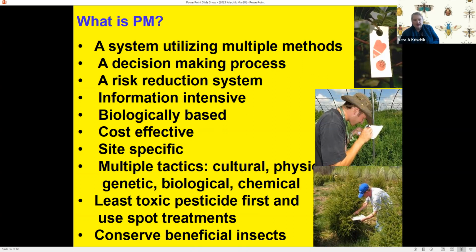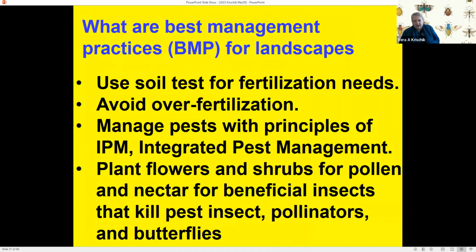Use multiple tactics: cultural, physical, genetic, biological, and chemical, with the least toxic pesticide first, and make your aim to conserve the 4 Bs. Use soil tests for fertilizer. Don't over-fertilize, you just make insect food. Manage pests with the principles of IPM. Plant flowers and shrubs for pollen and nectar for beneficials that kill pest insects. In Minnesota, they released 4 biocontrol agents that attack emerald ash borer. They need to feed on pollen and nectar. So if you spray pesticides in your backyard, you're defeating the whole purpose of many biocontrol programs.